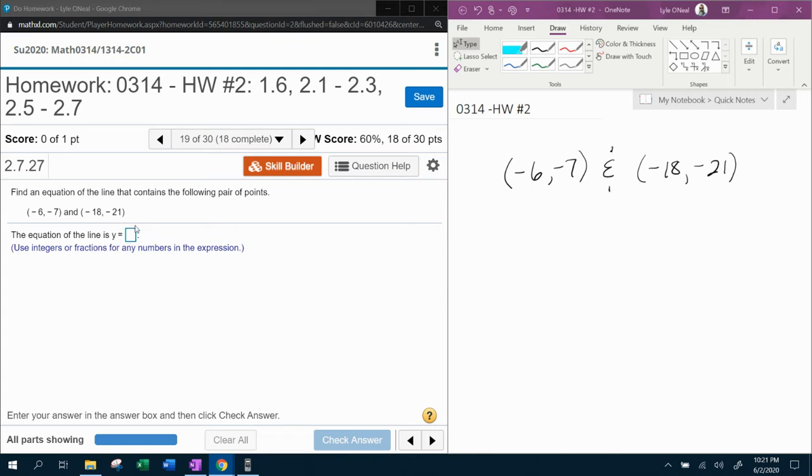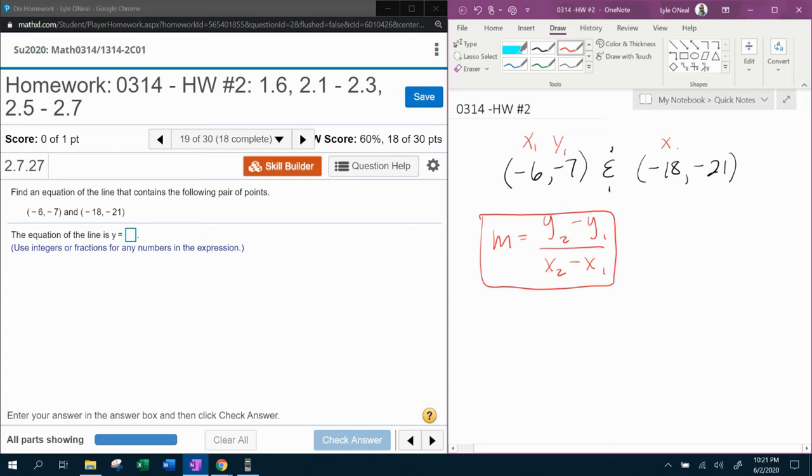So how are we going to get that equation? Well, if we have 2 points, we can find the slope. In a previous video, we covered how to find the slope given 2 points. And the slope formula is y2 minus y1 over x2 minus x1. And remember in the previous video, I said I highly recommend that you label your points first and then plug and pray.